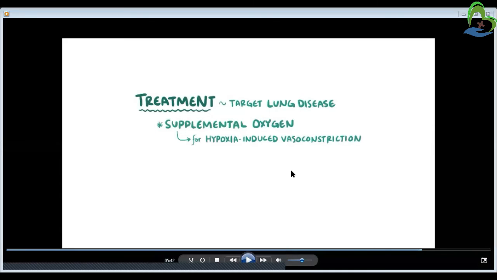Therefore, the treatment should be standardized to target the lung disease, which is due to the lack of oxygen. So we have to supply oxygen for hypoxia-induced vasoconstriction.